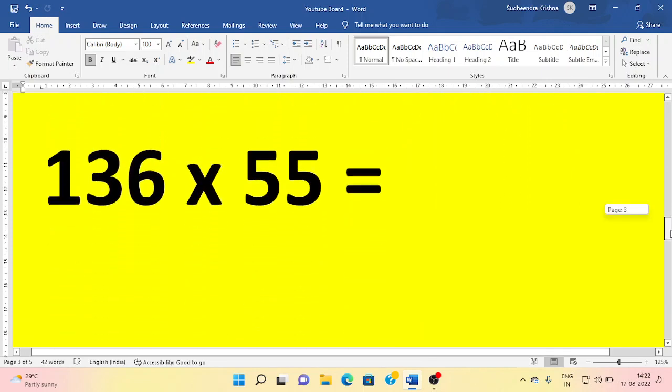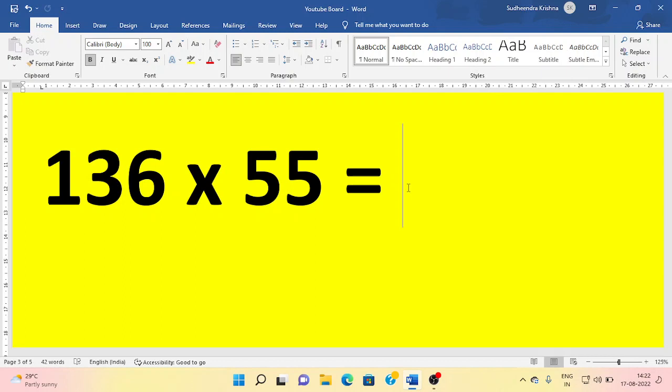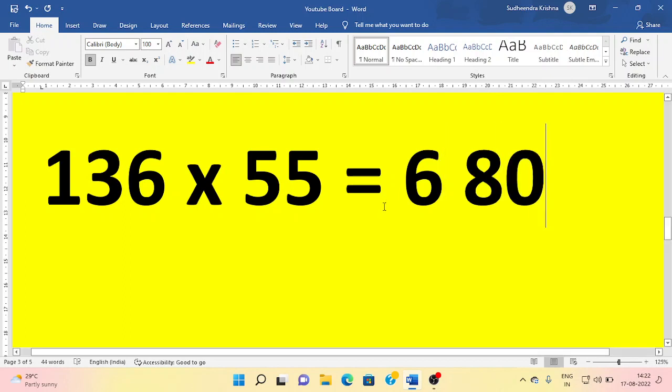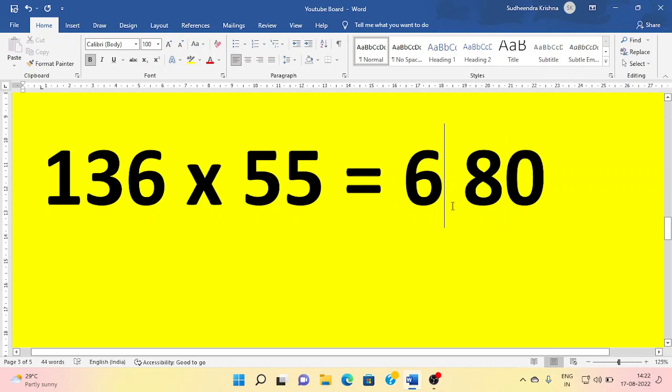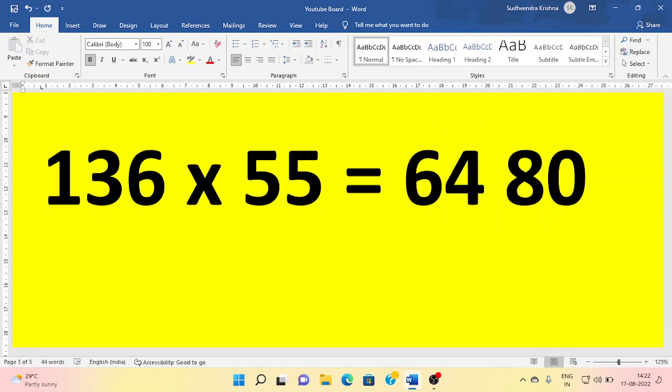Now let us take another example. 136 into 55. Find half of 136. Half of 136 is 68. So put 6 space 8 and put a 0 on the right side. Now to get the digit in the empty space between 6 and 8, you add the digits 6 and 8. 6 plus 8 is 14, but 14 is a 2-digit number. So out of 14, I'll take 4 and I'll carry over 1 to the left number.